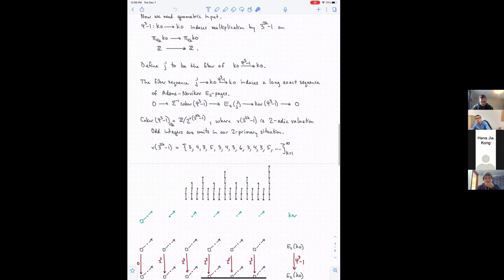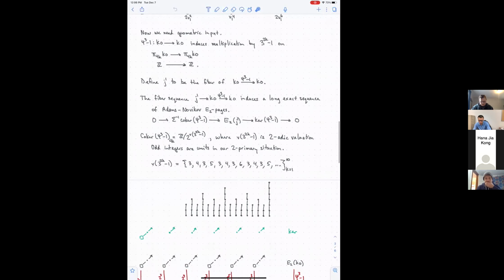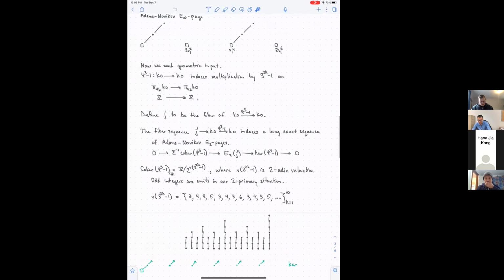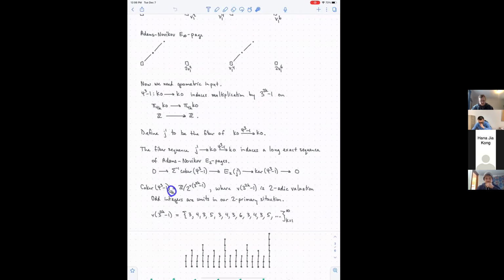Okay, so let me tell you what the right. So the point is that psi3 minus 1, when you work in degree 4k, psi3 minus 1 is multiplication by this integer. You have Z to Z multiplied by that. And so you're going to get Z mod something. Now, what you might have expected to see here was 3 to the 2k minus 1, Z mod 3 to the 2k minus 1. But here's the thing.